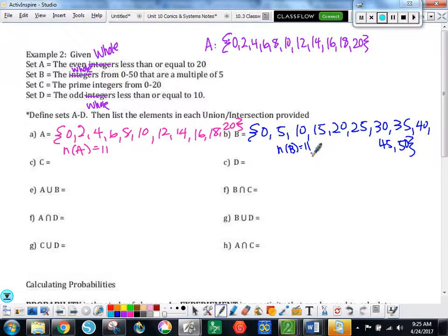Okay, what about set C, the prime integers from 0 to 20? What prime numbers are between 0 and 20? So 0 is not prime, 1 is not prime, 2, then 3, then, okay. 11, the next one, then 13, not 15, but 17, good. Those are the prime numbers less than 20. Oh, 19. Sorry. Good. Okay, how many of those are there?